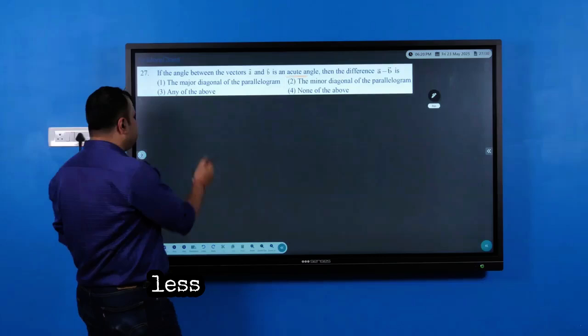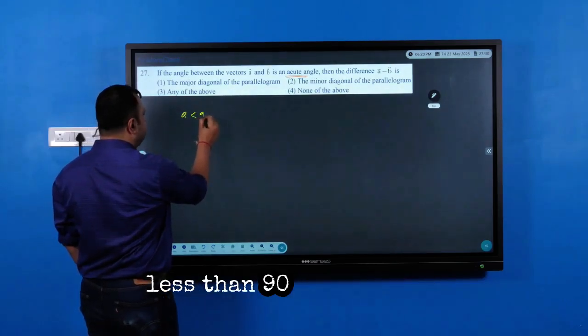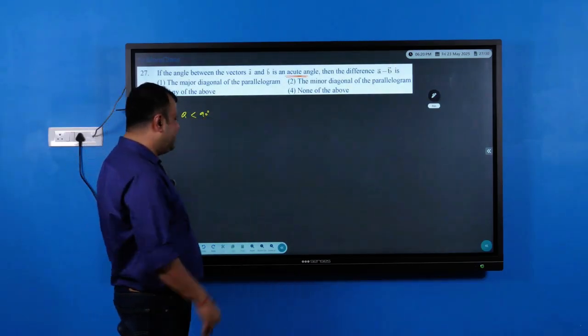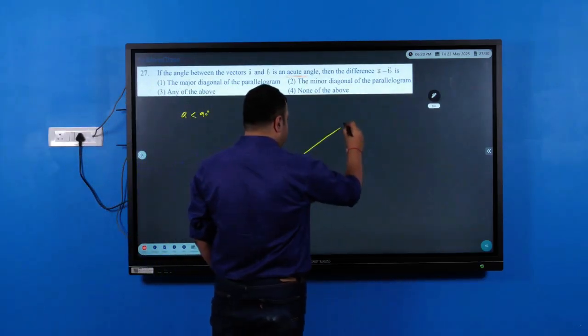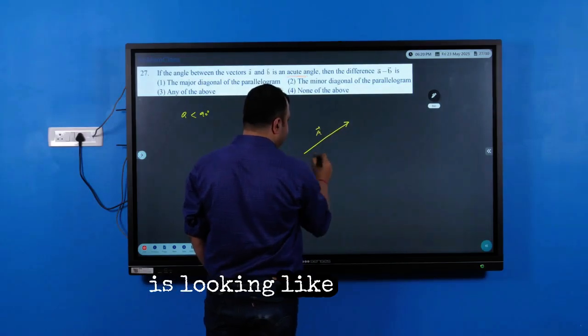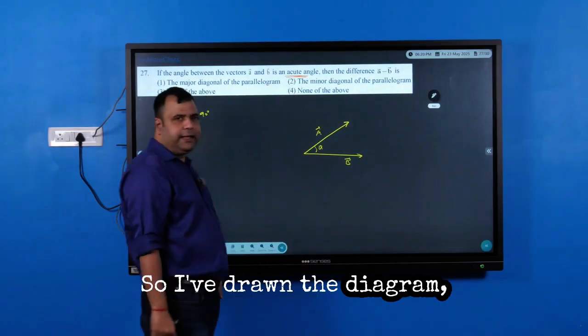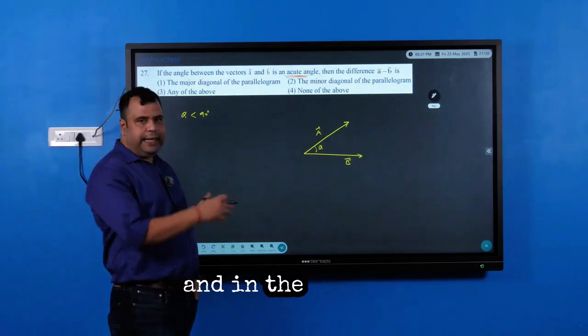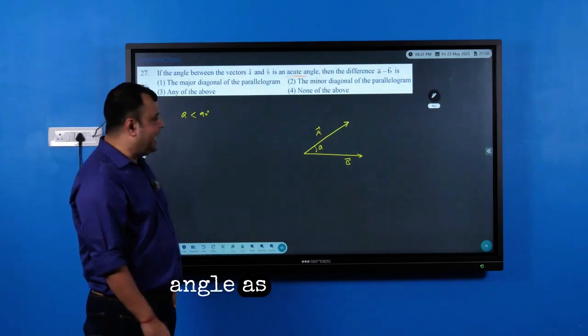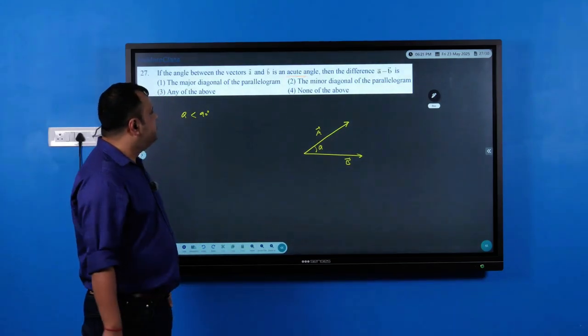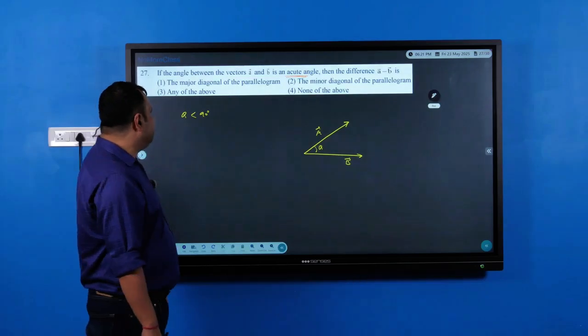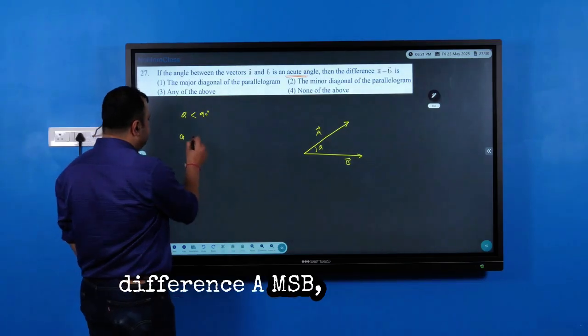the angle is less than 90. So theta is less than 90, acute angle. Let me draw. If that's the case, A is looking like this and B is looking like this, and the angle is theta. So I've drawn the diagram, and in the diagram itself I'm showing the angle as an acute angle. Then they're asking about the difference A minus B.